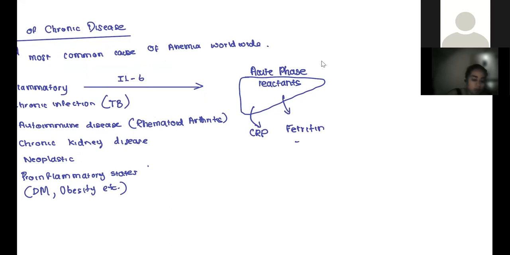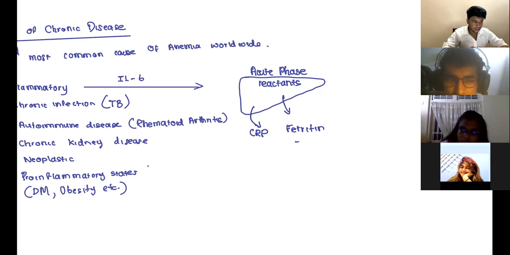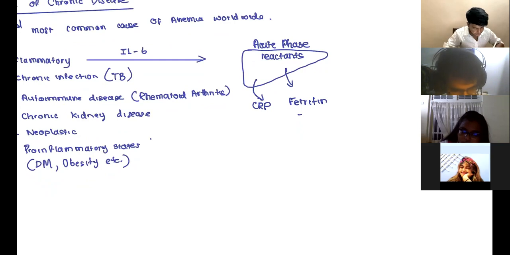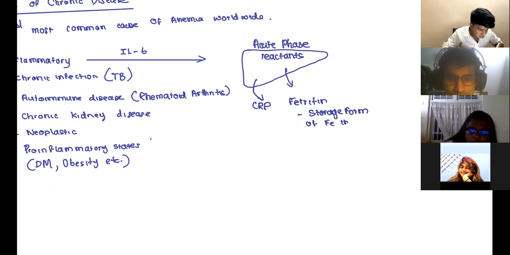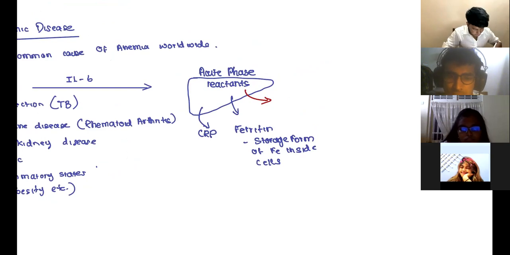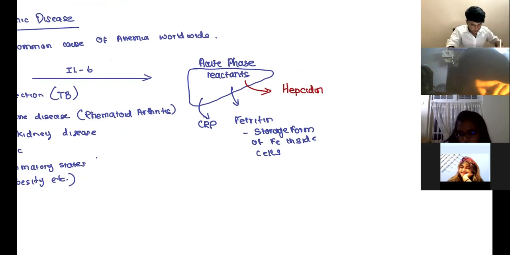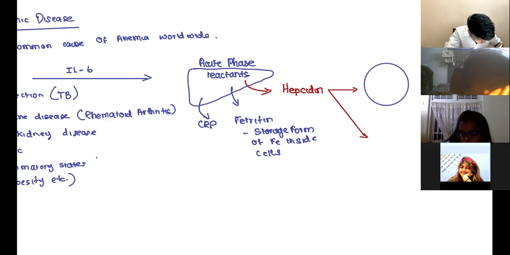So what is ferritin? Can someone tell me what ferritin is? Guys, this was done in a previous lecture. If you don't want to speak it out, just type it. Okay. This is the storage form of iron inside cells. And the main one that is involved in anemia of chronic disease is something called hepcidin. Hepcidin, whatever you want to call it. What this does is, it acts on two main locations. One, in the macrophages.